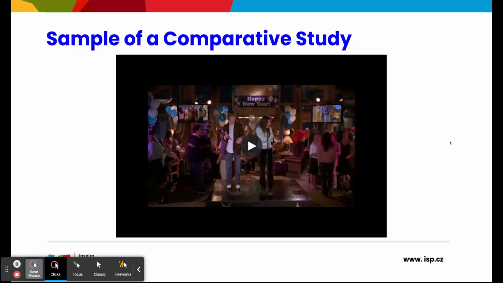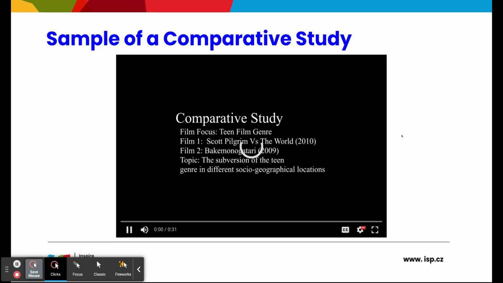Here's a short piece of a sample comparative study. It just took the first 30, 40 seconds of it so you can have an idea. This comparative study looks at how Scott Pilgrim vs. the World and Bakemonogatari subvert the codes and conventions of the teen genre.